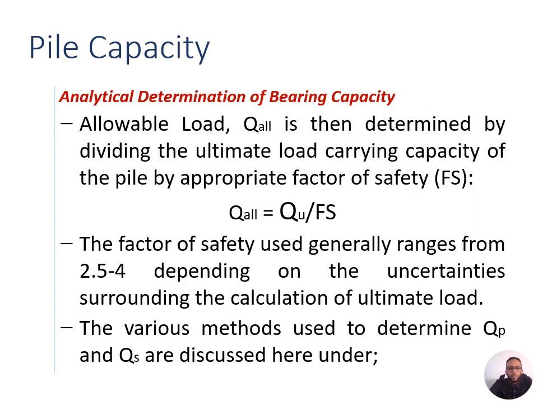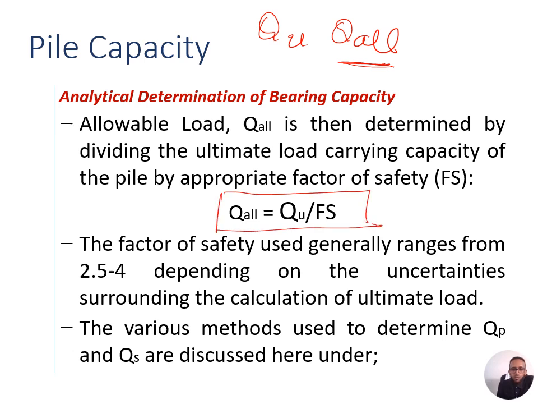So, having said all this, the allowable load is the most important part. We have different types of load calculation. We can have Q ultimate and Q allowable. To determine Q allowable, which is the most important thing for our design, the equation is Q allowable equals Q ultimate over the factor of safety. Most of the time, the factor of safety ranges from 2.5 up to 4 based on our design approach. This range depends on the uncertainty surrounding the calculation of the ultimate load.